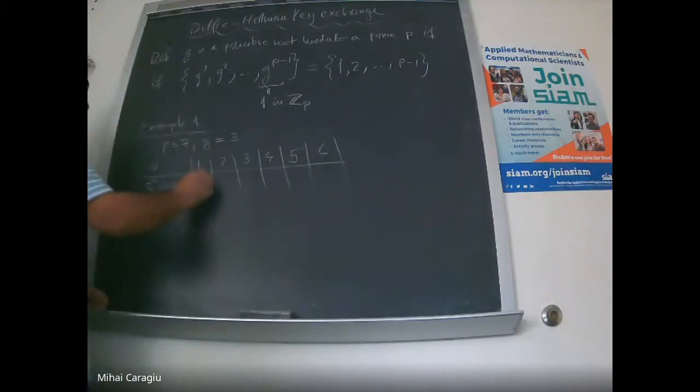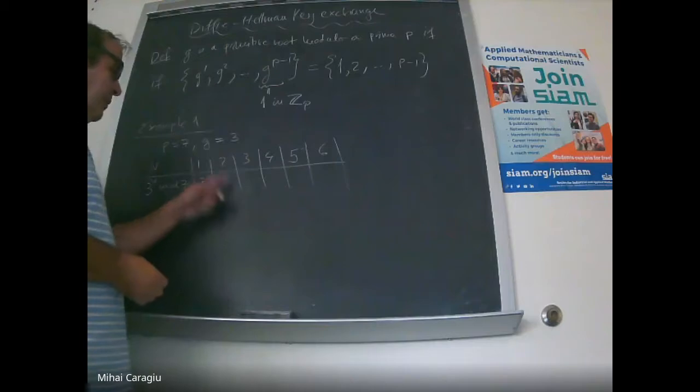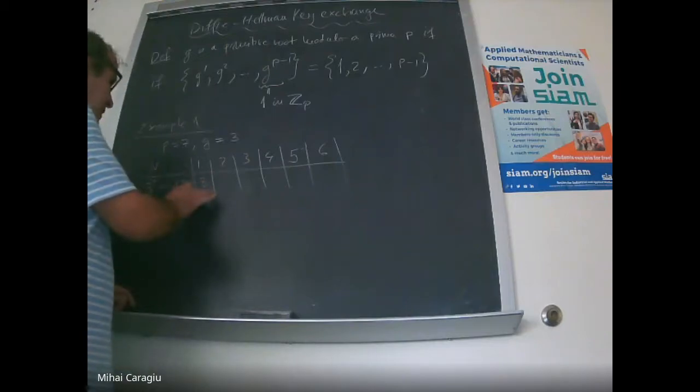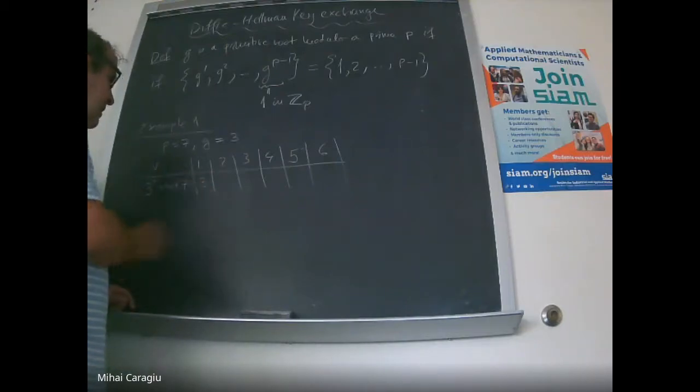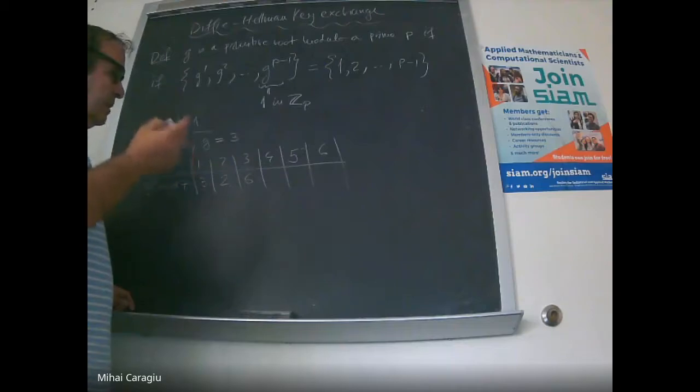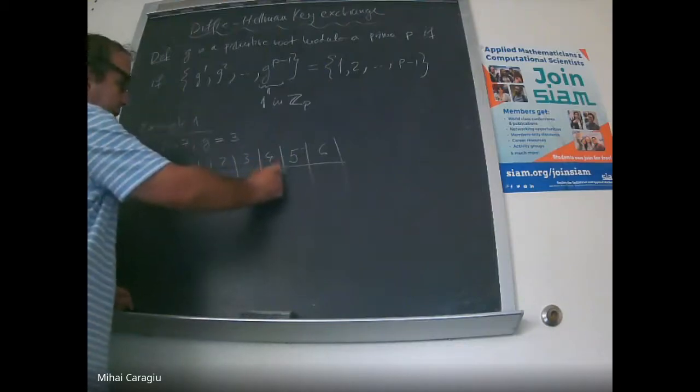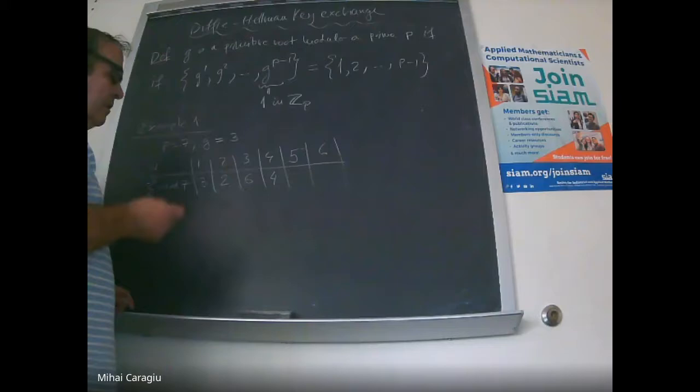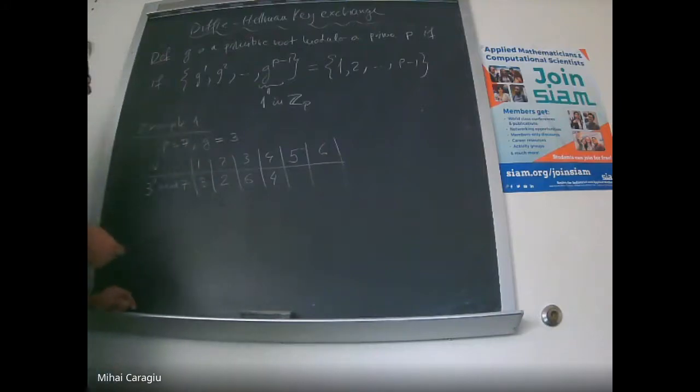3 to the power 1 is 3. So at every step, multiply the previous entry by 3. 3 times 3 is 9. So mod 7 is 2. 3 times 2 is 6. 3 times 6 is 18, but mod 7 is 4. Because 18 is 14 plus 4, and 14 is 0.